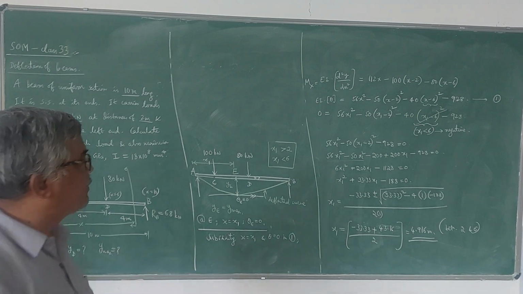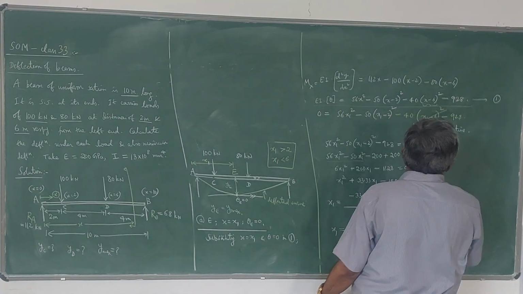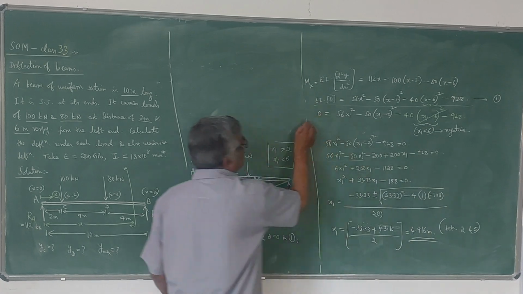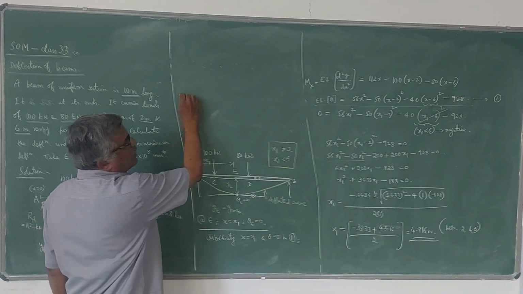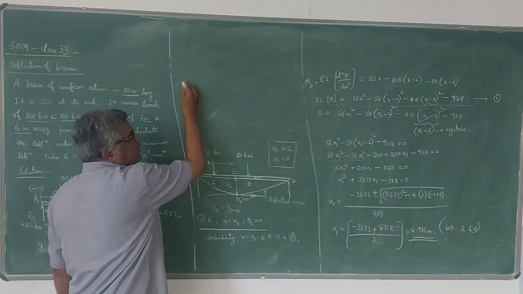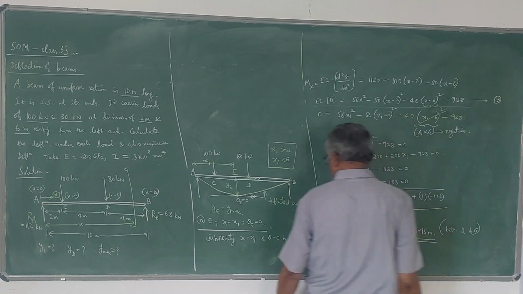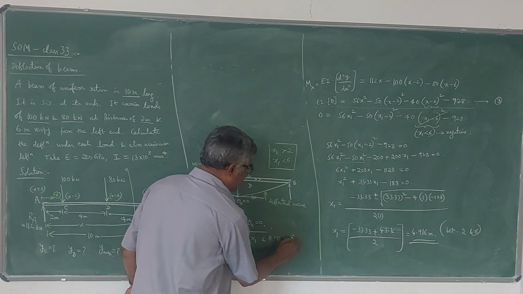To write the deflection equation, already it is there. Since I have rubbed it out here, I will write once again. I have to integrate equation 1 to get the deflection equation. I will write here. So the deflection equation, actually this is not 1, this is equation 3. We have to substitute in 3 here.